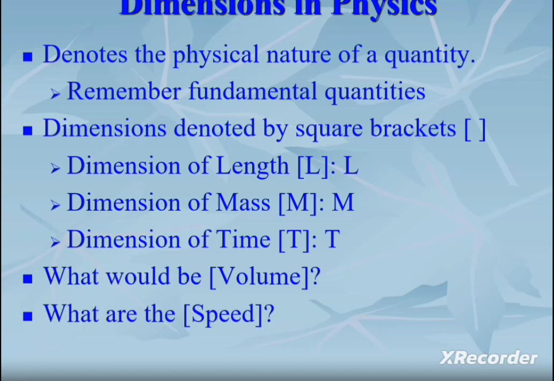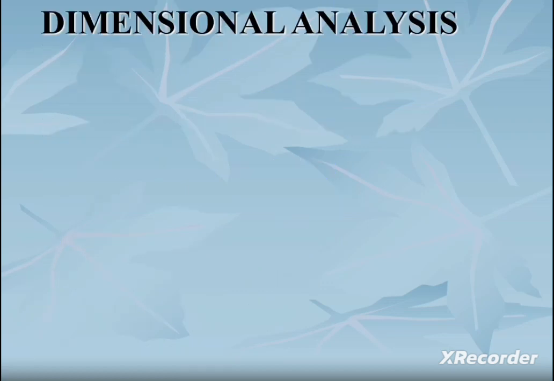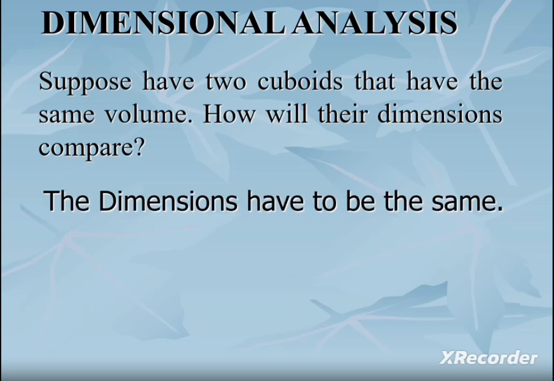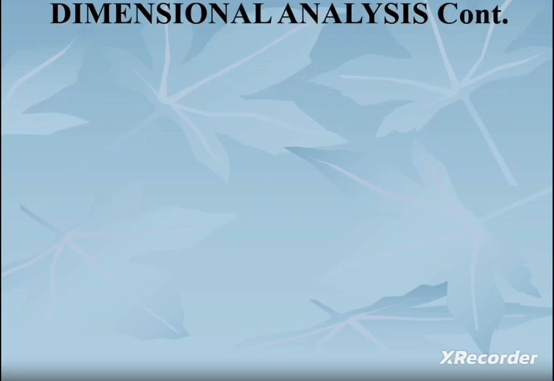Dimensional speed, we have made it. So the other 20 physical quantities of physics, such as strain, momentum, force, energy, area, all those, you can go and work out the dimensions and submit through my personal email. So suppose we have two cubes that have the same volume. What will be their dimensions? Compare. The dimensions have to be the same.